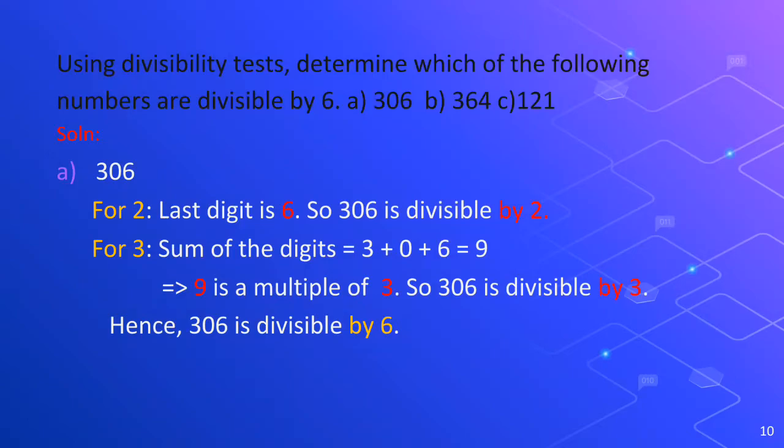Here, 306 is divisible by 2 and also 306 is divisible by 3. So, we conclude that 306 is divisible by 6. When a number is divisible by both 2 and 3, we can say that that number will be divisible by 6 also.